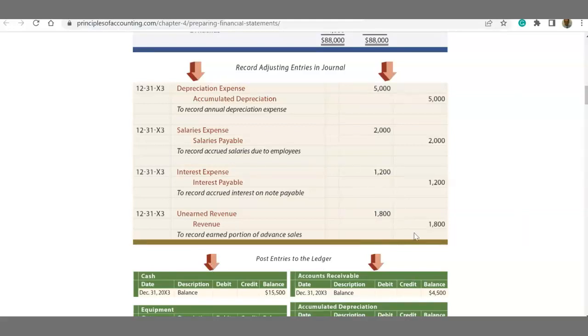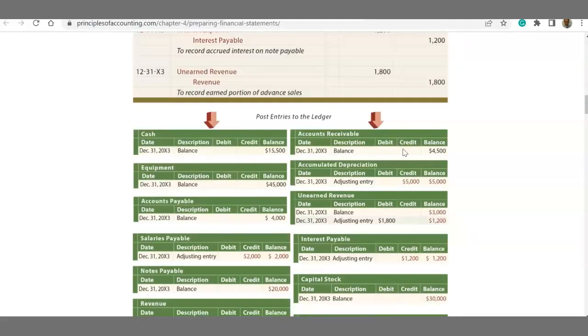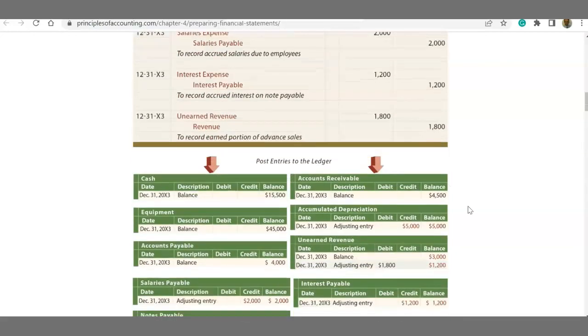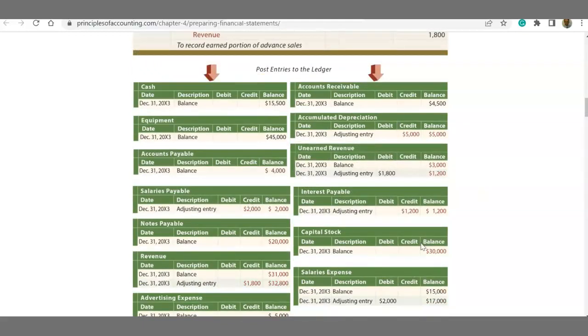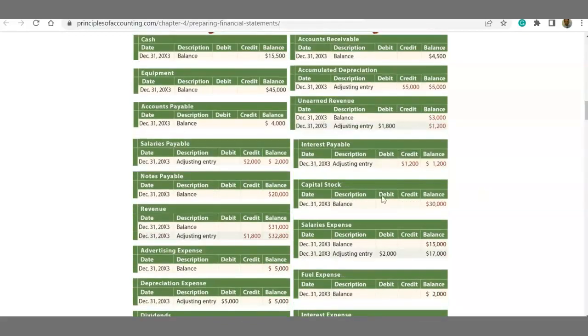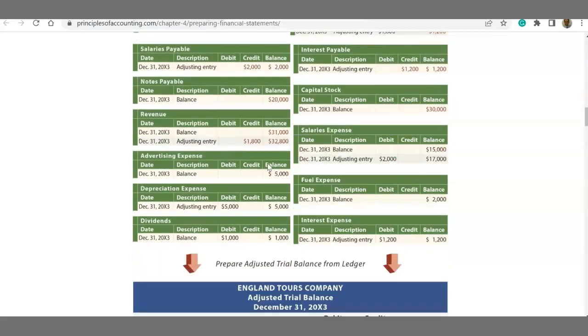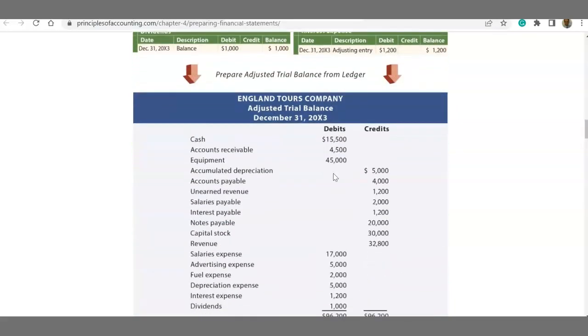So after adjusting journal entries are done, you post them to the general ledger. One by one. You post this one first, and then you post the second one, and the third, and the fourth, and all of them will be posted in the ledger, and the ledger is now completely up to date. Now you pick up the general ledger T account balances, and you create the trial balance one more time, but this time you call it adjusted trial balance.